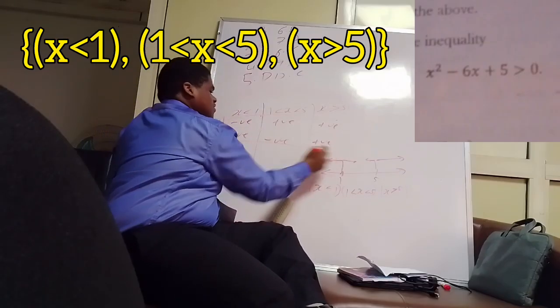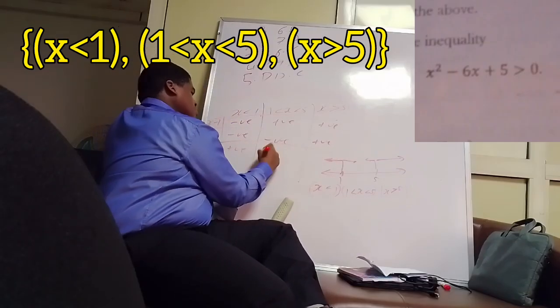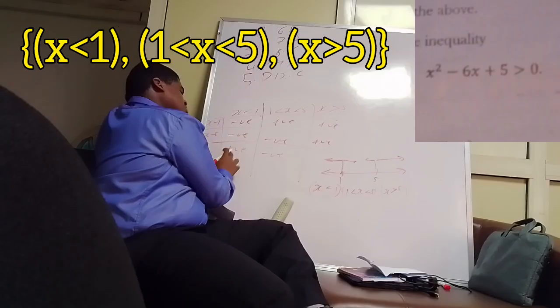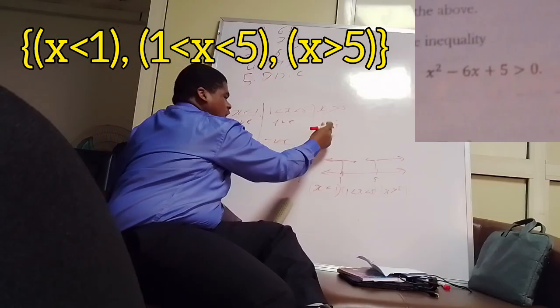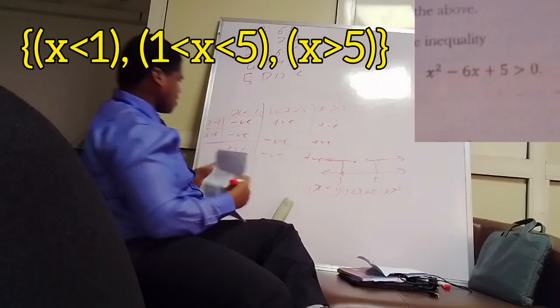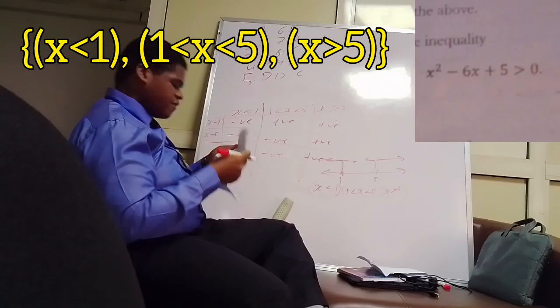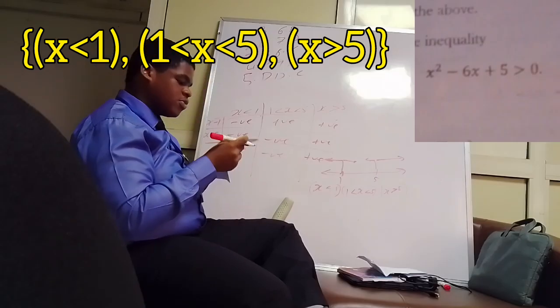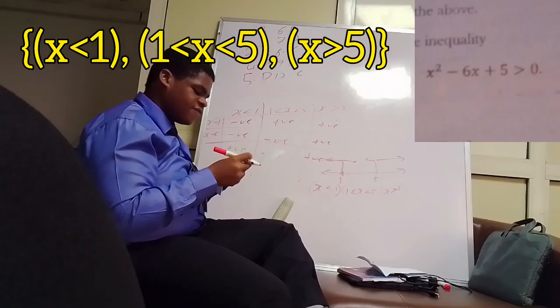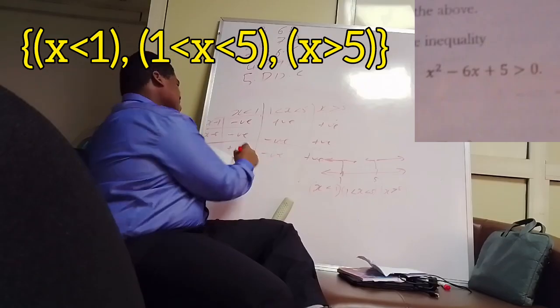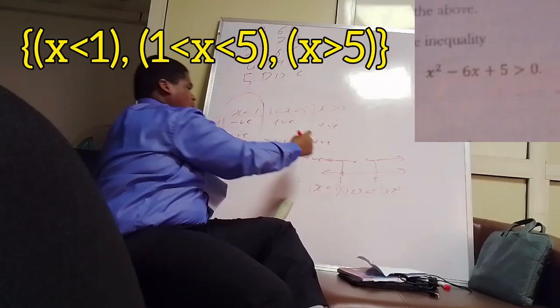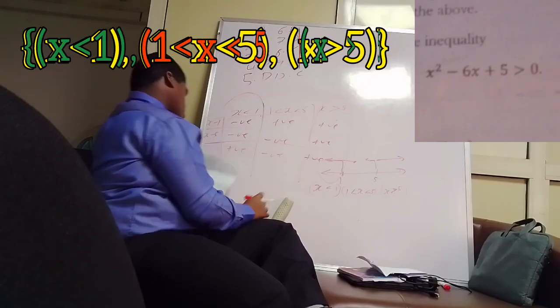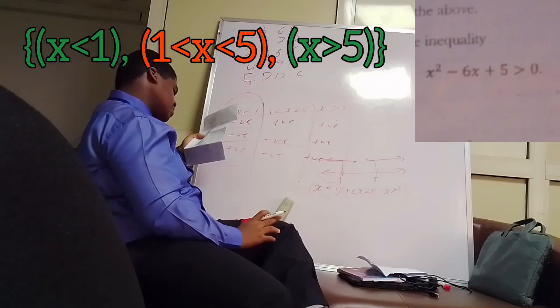So the sign analysis for the product will be: minus and minus, that is positive; plus and minus, that is negative; and plus and plus, that is positive. We're looking for negative or positive. In the question, it says x squared minus 6x plus 5 is greater than 0. So we're looking for the positive answer, that is these two states: x is less than 1 and x is greater than 5. So that is going to be option C.